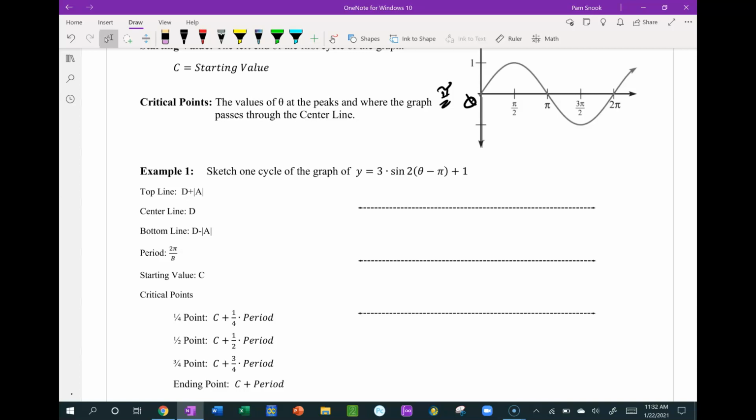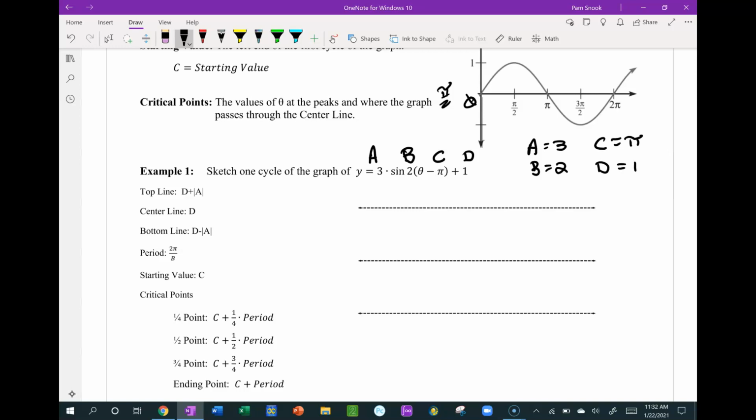We're going to sketch one cycle of the graph y equals 3 times the sine of 2 times theta minus pi, plus 1. So first thing I want you to do is figure out A, B, C, and D. Well, here's A. A is 3. B is 2. Here's C, which is pi, and here's D. So A equals 3, B equals 2, C equals pi. Remember, change that sign because it's a horizontal shift, and D equals 1.